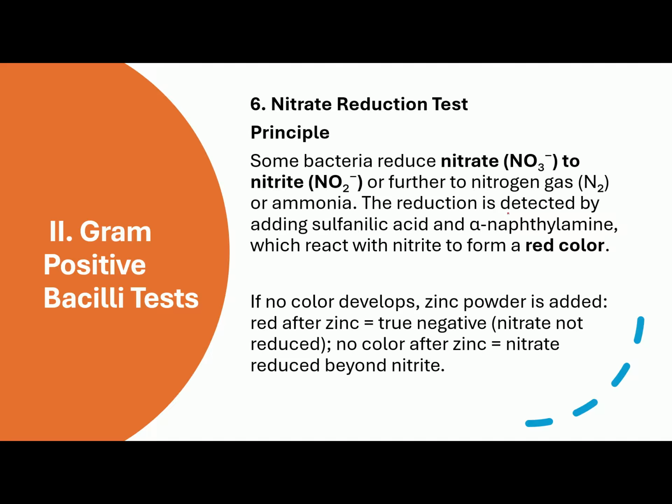So uulitin ko, class: the reduction is detected by adding sulfanilic acid and alpha-naphthylamine, which reacts with nitrite to form a red color. Now, if there's no color development, let's say nag-negative siya, you add zinc powder. This is done to confirm if it's truly negative. Now, if you add zinc powder and the color becomes red after adding it, then it's a true negative. But if there's no color after zinc, nitrite is reduced beyond nitrite. So take note of that.